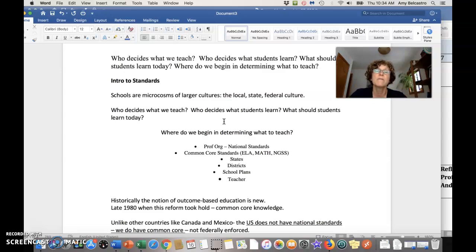We do have Common Core standards, which are not federally enforced, but they are kind of a common standard that states can adopt and tweak to be their state standards. So the jurisdiction of what's taught in public schools lies within the state, and that goes back to the Constitution, which clarifies that this remains at the state level.